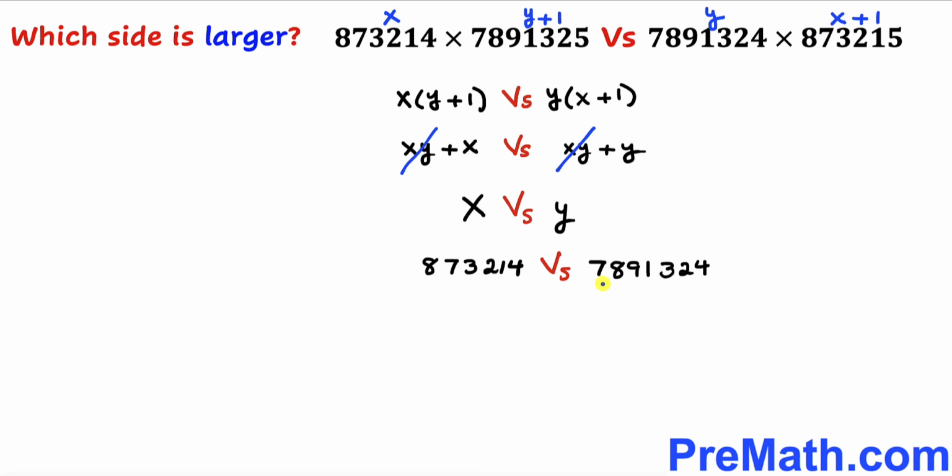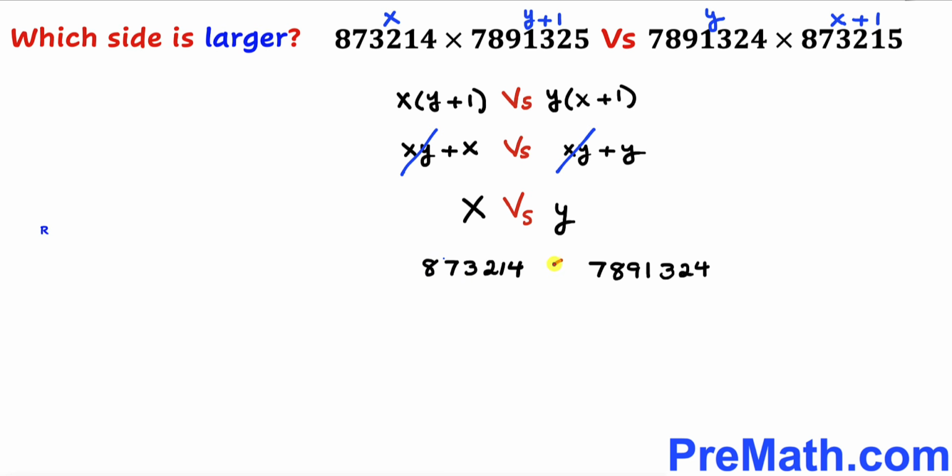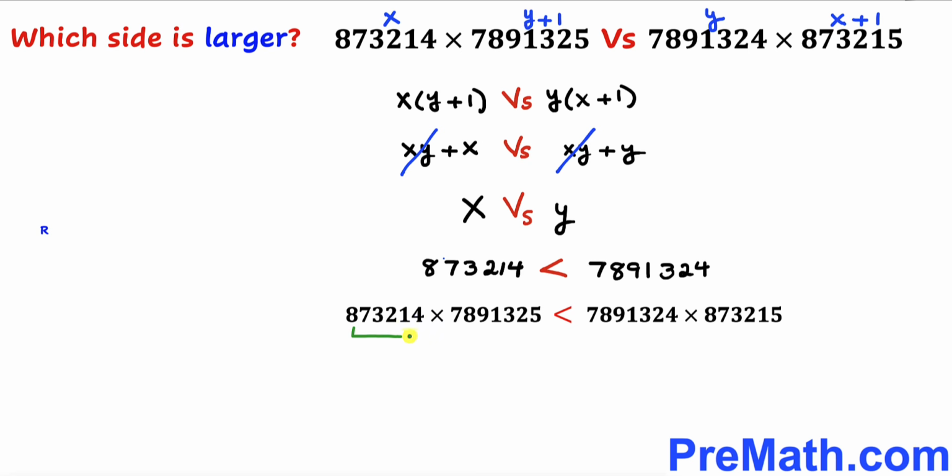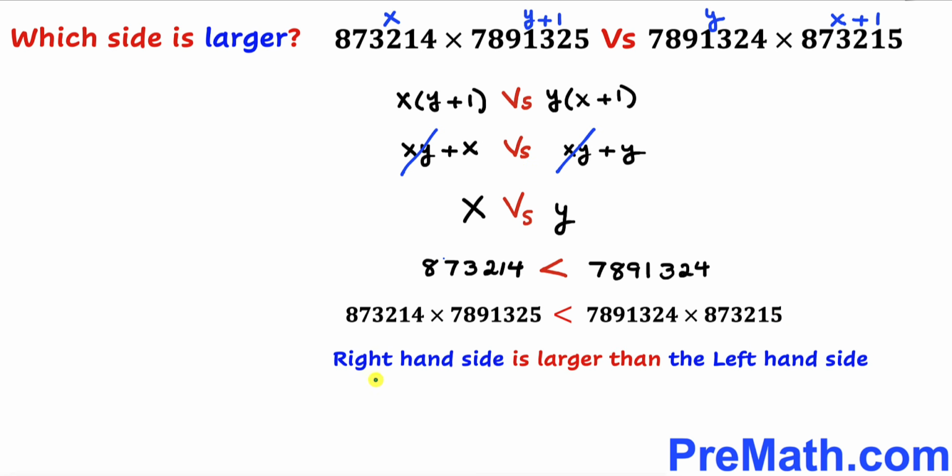Now we can see that this right-hand side number is indeed larger than this left-hand side number. Therefore the right-hand side number is larger than the left-hand side number, and we conclude that the left-hand side is less than the right-hand side. So after all the calculations and manipulations, we conclude that the right-hand side number is larger than the left-hand side number. And that's our final answer.